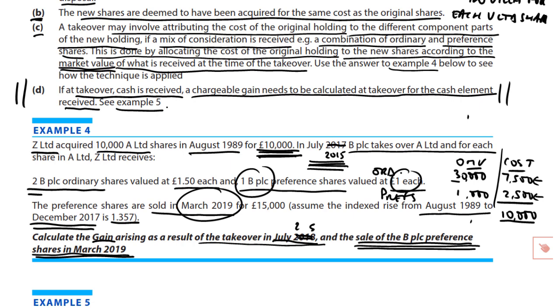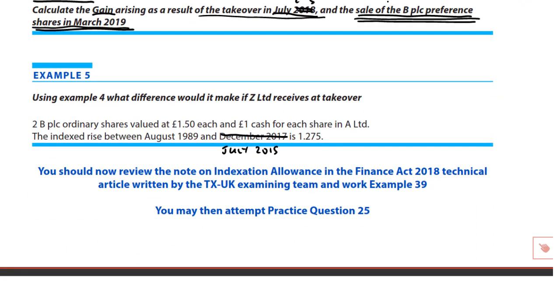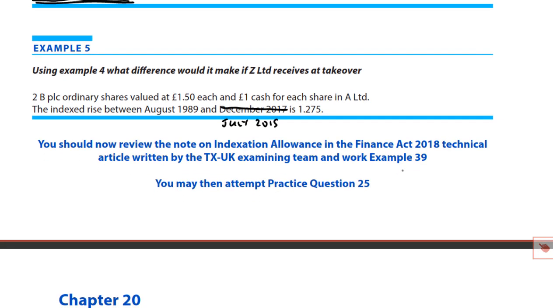See example 5. Down to example 5. Using example 4, what difference would it make if Z Limited receives cash at takeover? Again, as we had before, 2 BPLC ordinary shares valued at £1.50 each, and instead of 1 preference share valued at £1 in BPLC, we get £1 cash for each share in A Limited.